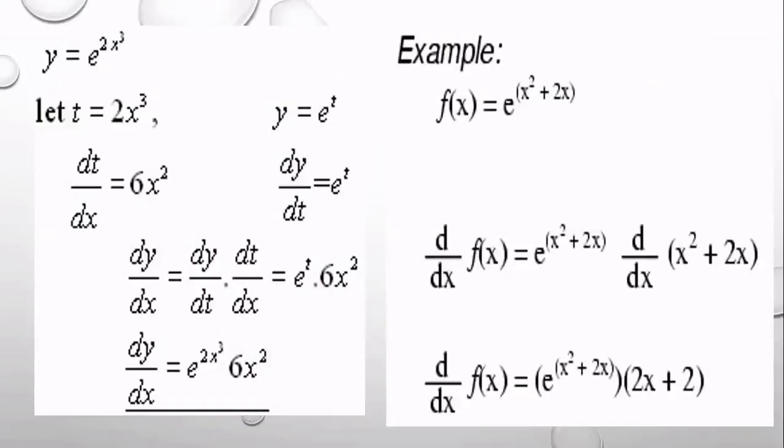Then e to the power 2x cube: 3 into 2 is 6x, so 6x cube. For e to the power t, you write directly e to the power 2 into x cube, into the derivative of 2x cube. Here 2x plus 2: multiply this with e to the power x.